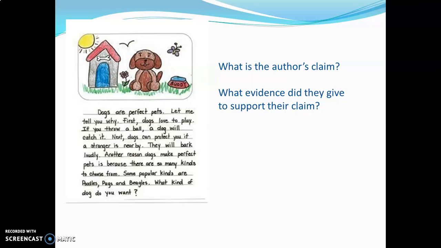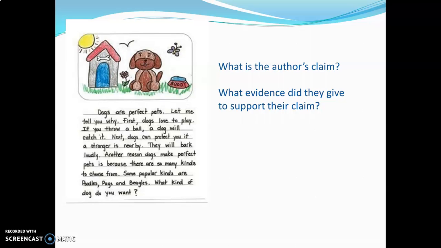Dogs are perfect pets. Let me tell you why. First, dogs love to play. If you throw a ball, a dog will catch it. Next, dogs can protect you if a stranger is nearby. They will bark loudly. Another reason dogs make perfect pets is because there are so many kinds to choose from. Some popular kinds are poodles, pugs, and beagles. What kind of dog do you want?